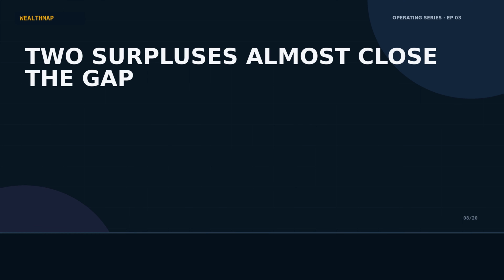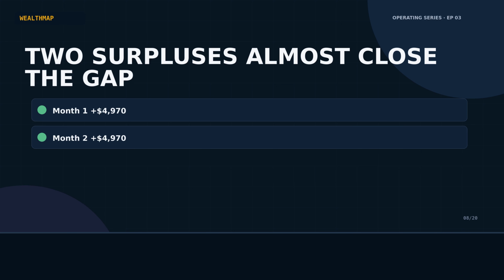Two months of the current surplus add $9,940. The remaining gap is only $240. So the household can build the floor without selling long-term investments.